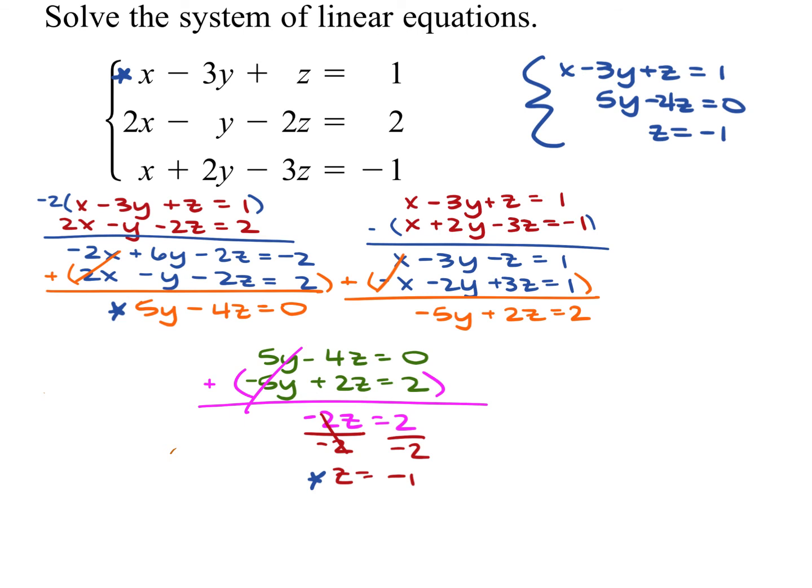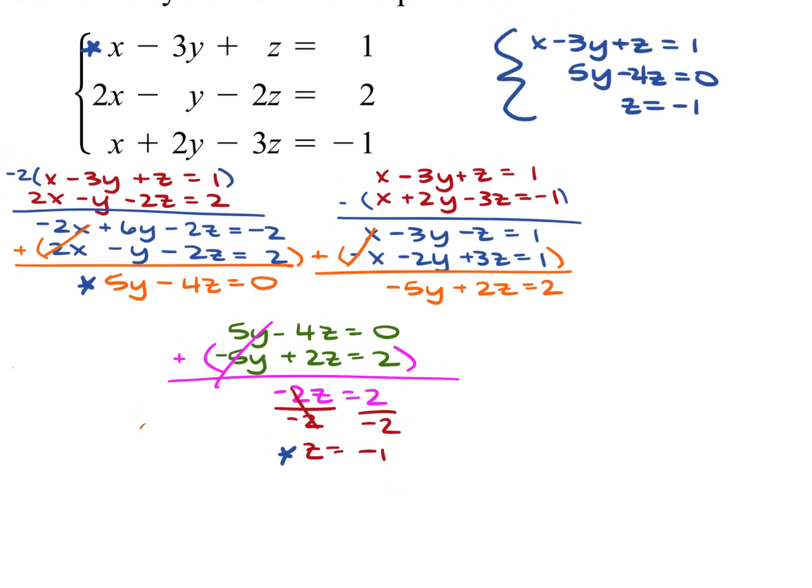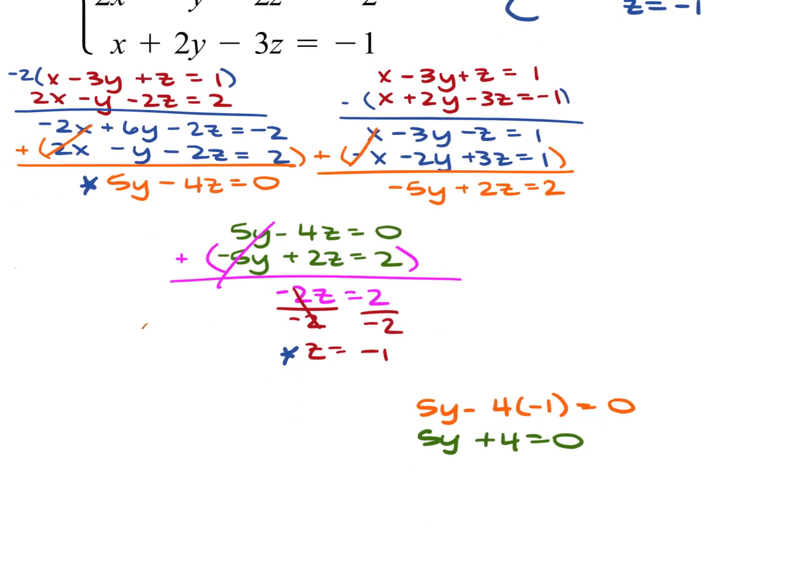From here, we are going to plug in that -1 in for z in the y and z equation. So we're going to have 5y minus 4 times -1 is equal to 0. This gives us 5y plus 4 is equal to 0. Move your 4 over, subtract it from each side. You have 5y is equal to -4. Divide each side by the 5. And you have that y is equal to -4/5.